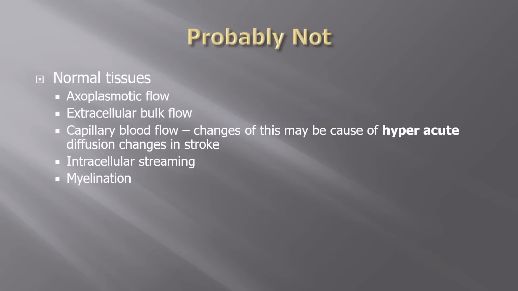Is this the whole story in acute stroke? Probably not. In normal tissues, you have a lot of different things that can contribute to water motion, but that diagram is pretty nice for solidifying and helping one think about the major process that is likely occurring in acute/subacute stroke.